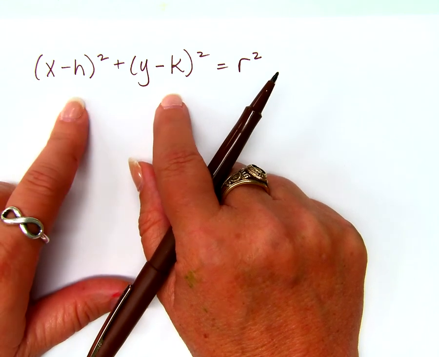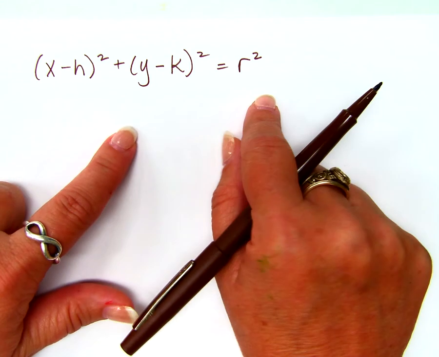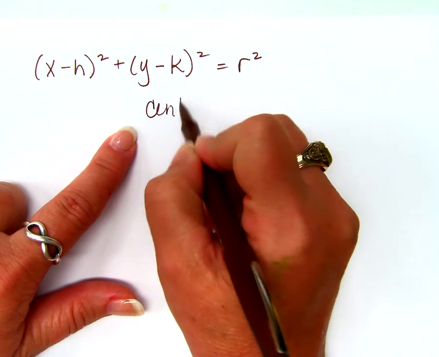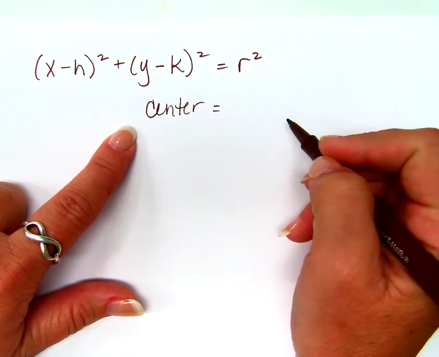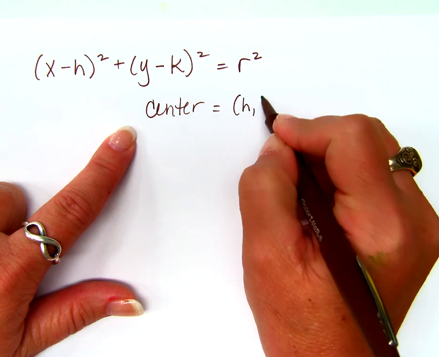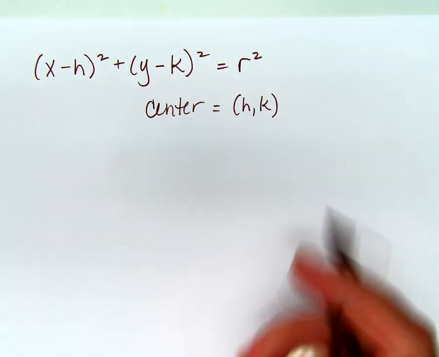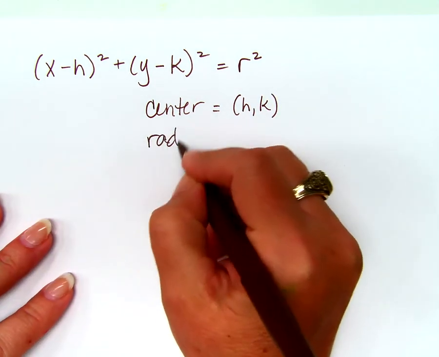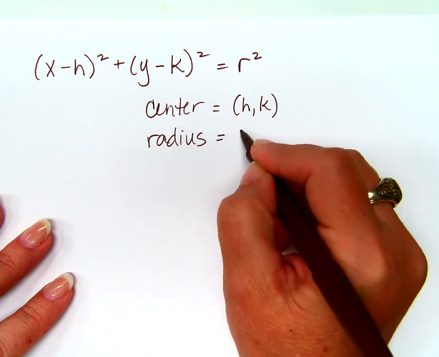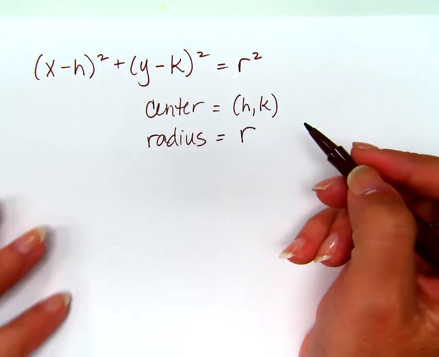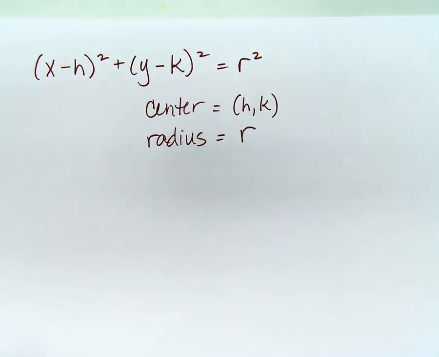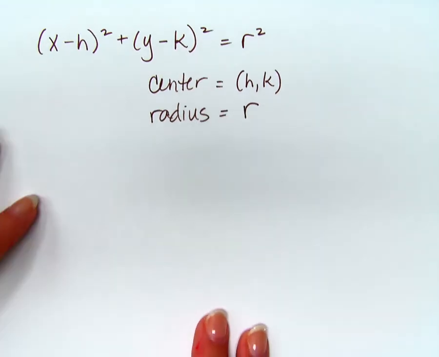Okay? Where's the center of this circle? The center is at HK. What is the radius of this circle? It's just R. Okay? Good try. The radius is just R. Here's the other thing you need to know.